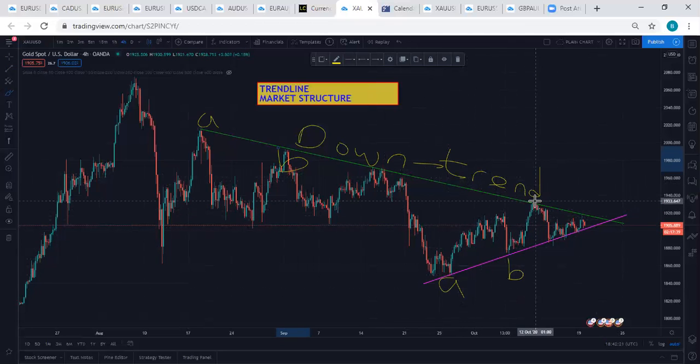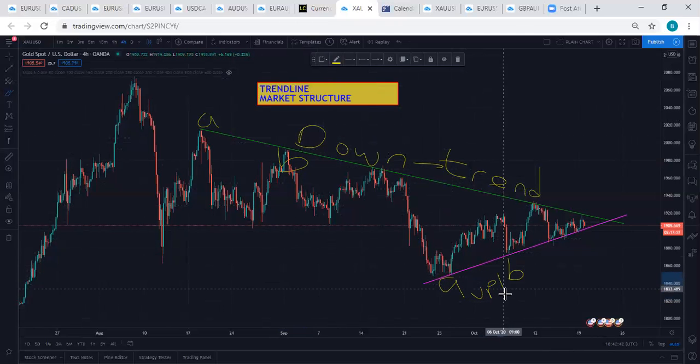Every time it hits your resistance trend line, you sell, as long as other confirmations still meet. Do you see this? So this is how to draw a trend line. This is what we call your downtrend.